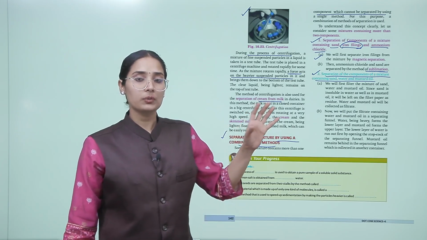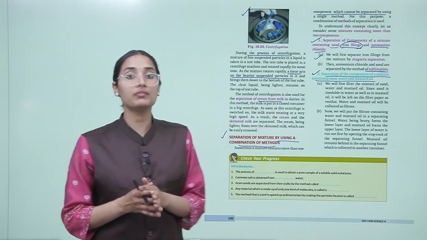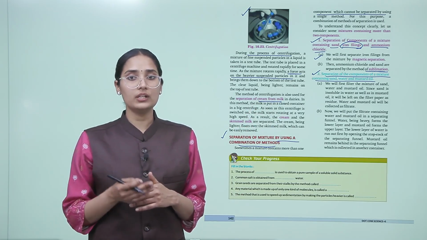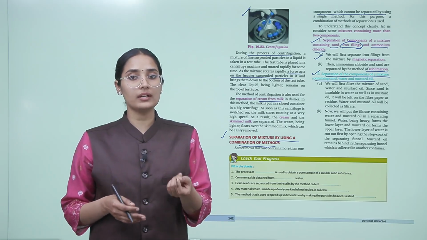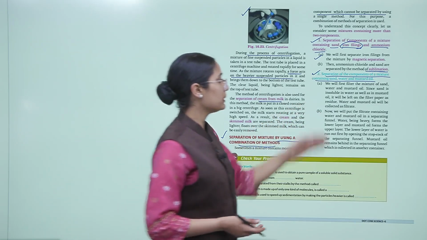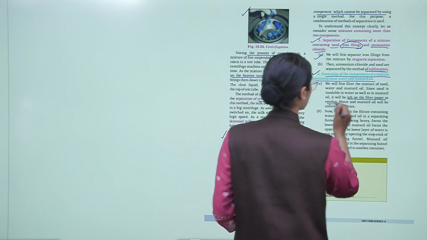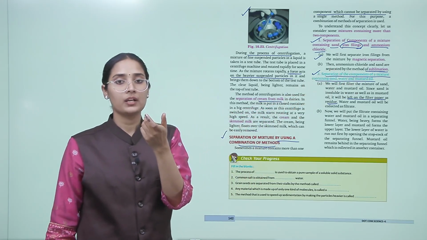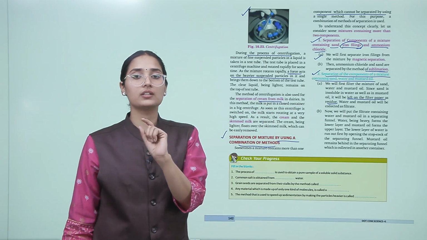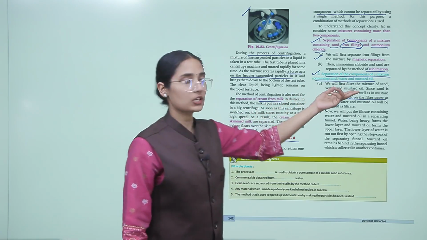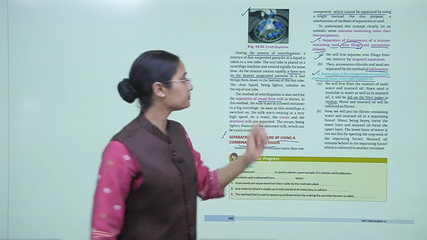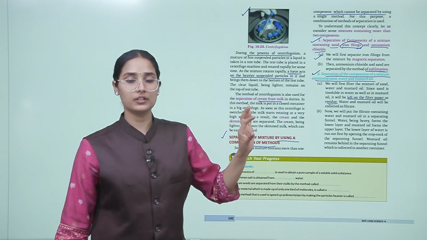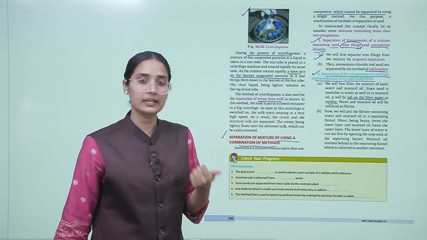So, if we want to separate all these 3 things, we will first filter the mixture of sand, water and mustard oil. Since sand is insoluble in water as well as in mustard oil, it will be left on the filter paper as residue, right. Sand is neither soluble in the water nor in the mustard oil. So, we will first separate the sand from this solution. After this is separated using filter paper, water and mustard oil will be collected as filtrate.